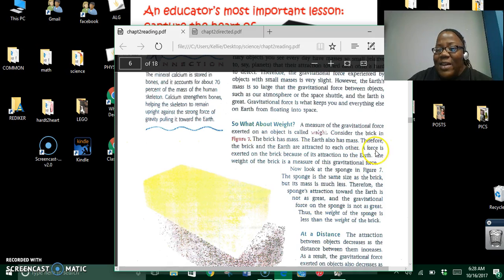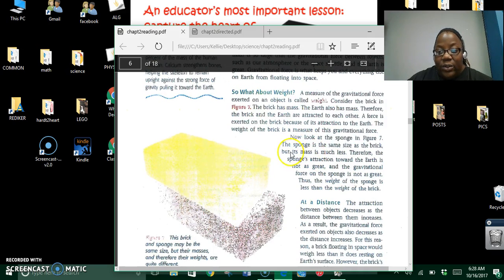A force is exerted on the brick because of its attraction to the Earth. The weight of the brick is a measure of this gravitational force. Now look at the sponge in figure 7. The sponge is the same size as the brick, but its mass is much less. Therefore, the sponge's attraction toward the Earth is not as great, and the gravitational force on the sponge is not as great. Thus, the weight of the sponge is less than the weight of the brick.